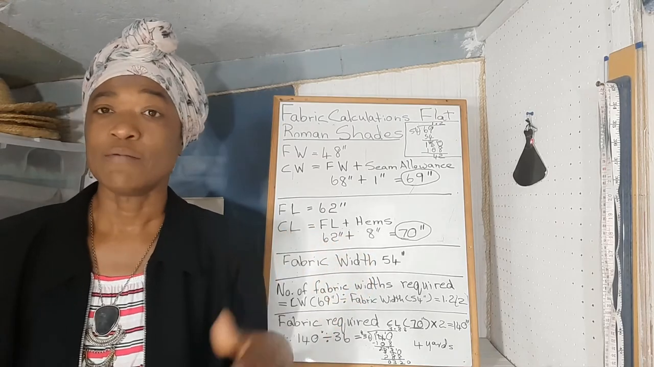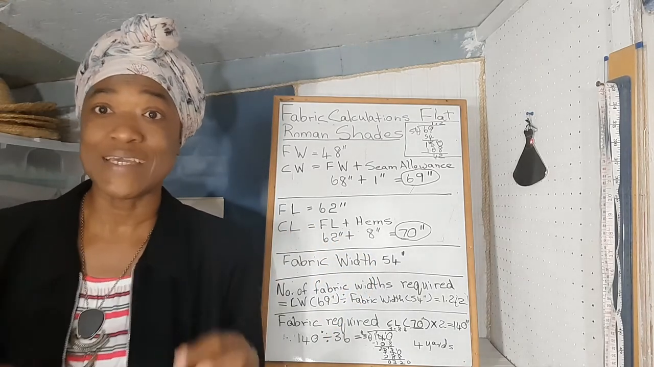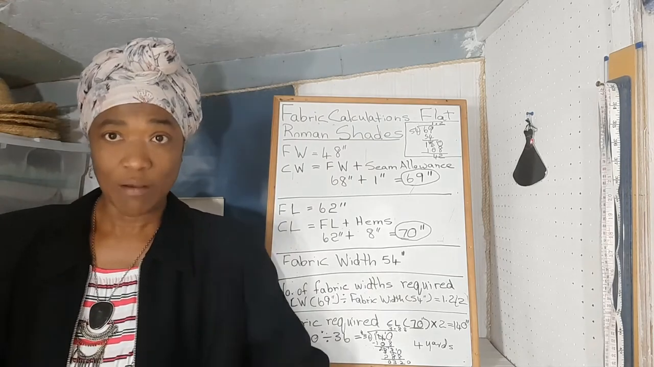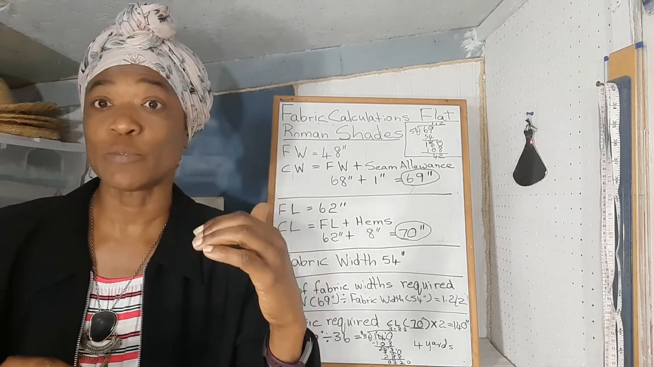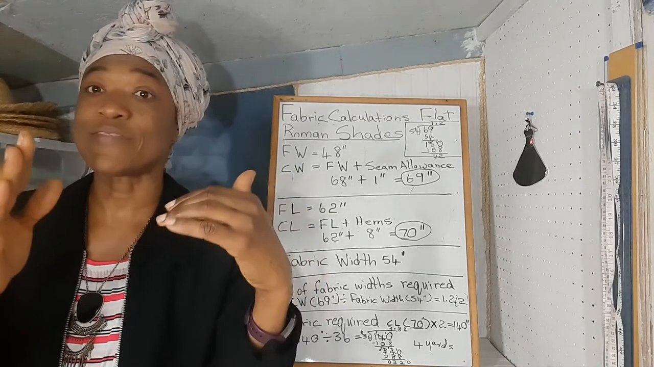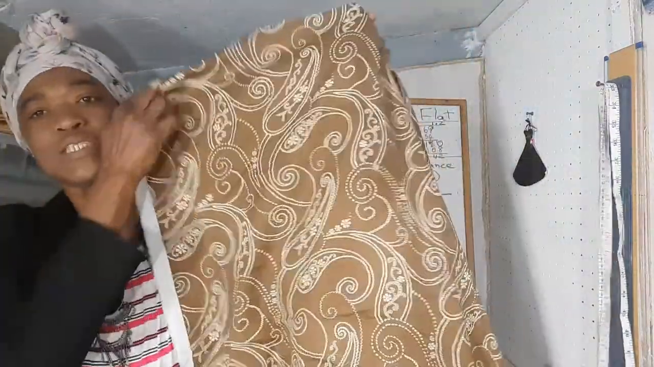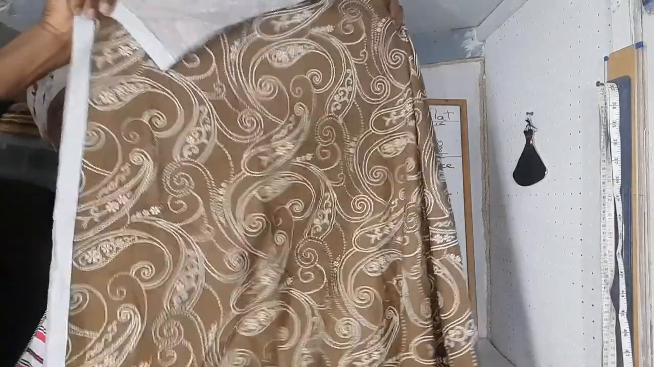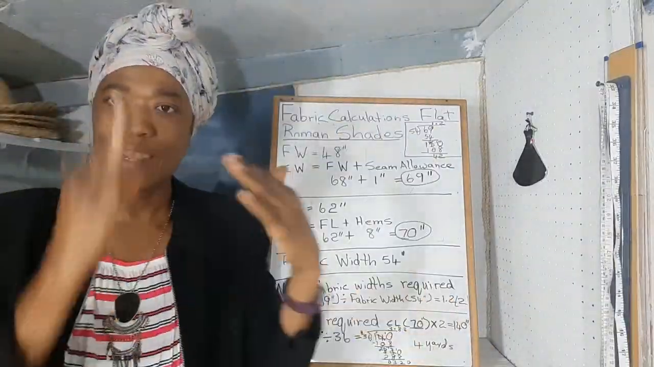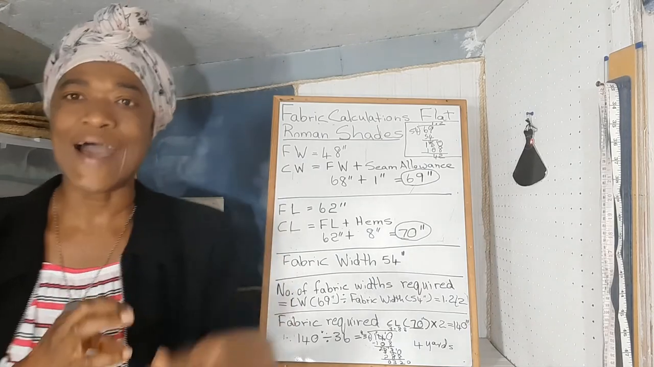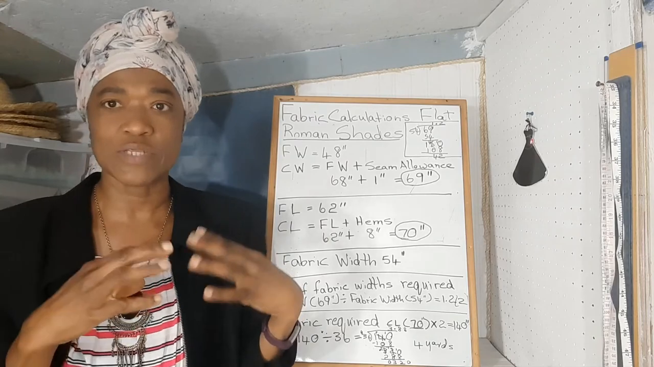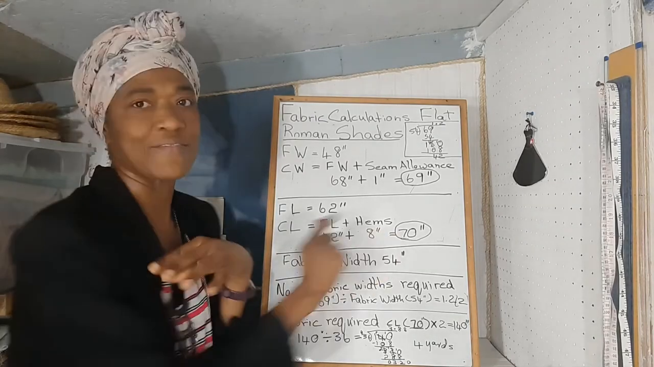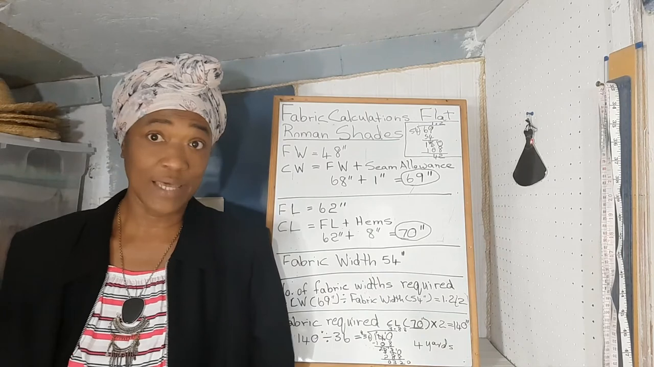Now, if you need to put in any tucks or any pleats going down on the fabric, all you will need to do is to put in those incremental measurements on your length. So you would add them to your length, because if you're putting in pleats going down along your fabric like this, it's going to affect the length. So you will have to add the number of inches that you need for the pleats or the tucks on the length, and then just go ahead and do your calculation.